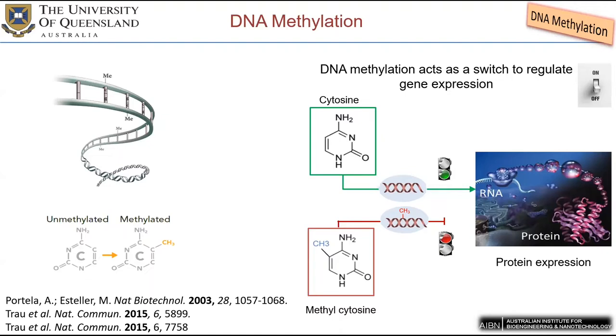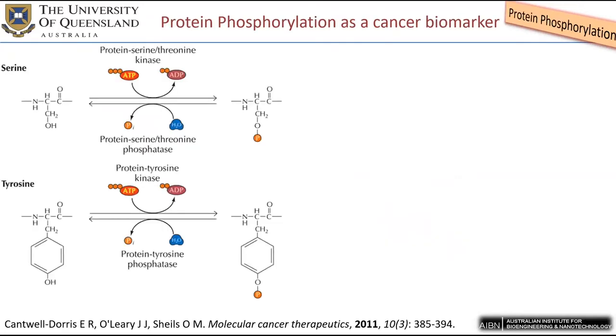But this function can go abnormal when regulatory regions which need to be switched on are switched off by abnormal methylation. And that can create abnormal function in the cells, such as abnormal proliferation, and that can lead to cancer. So that's why DNA methylation can serve as a cancer biomarker. And the same applies to protein phosphorylation as well.